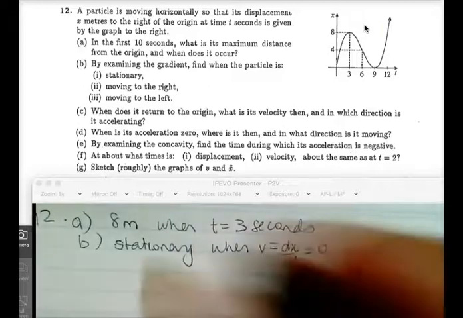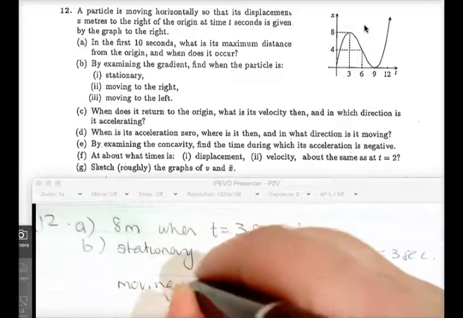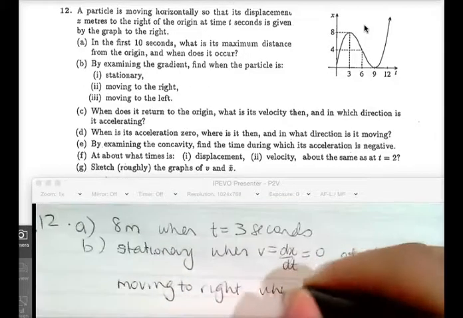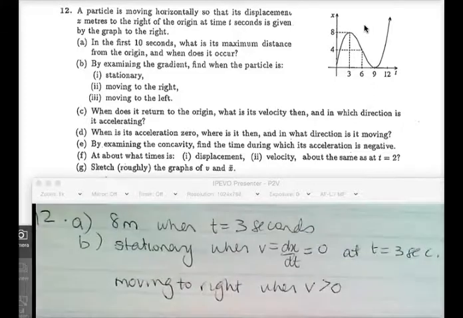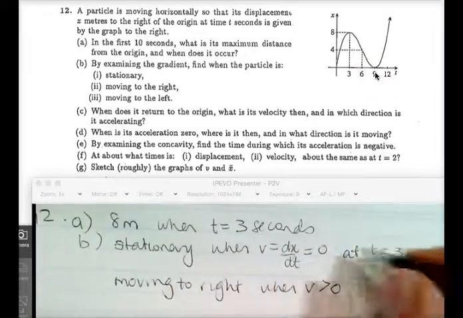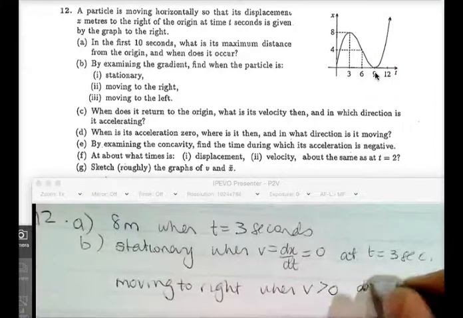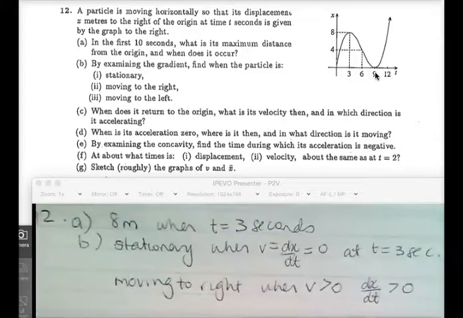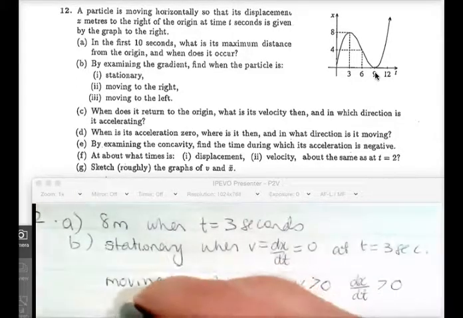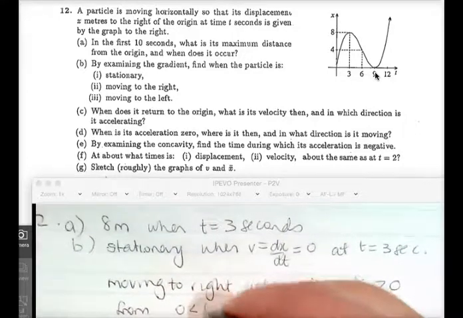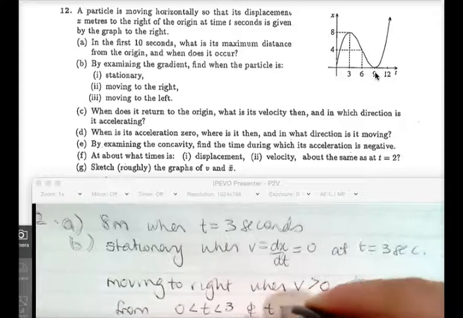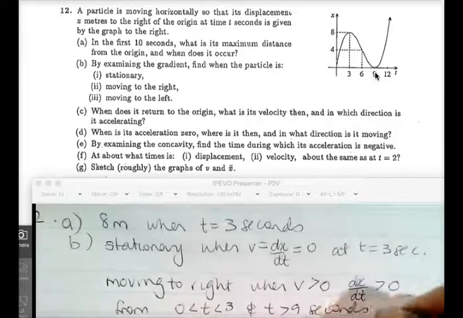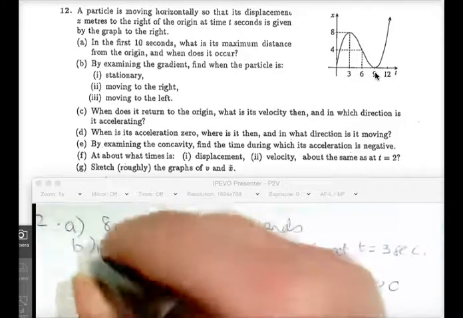When is the particle moving to the right? So the particle is moving to the right when the velocity is positive, when velocity is greater than 0. Now that happens to be the gradient of the curve. Now the gradient here is positive between 0 and 3 seconds, and the gradient is positive from 9 seconds onwards. In other words, when you've got a positive gradient, that's from 0 through to 3 seconds, and for t greater than 9 seconds. And that was part 1, this is part 2.